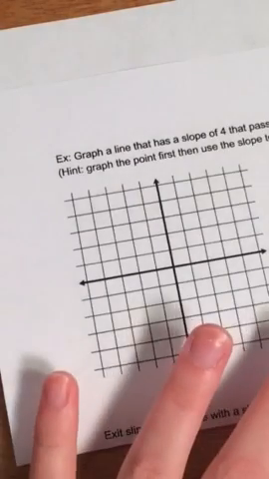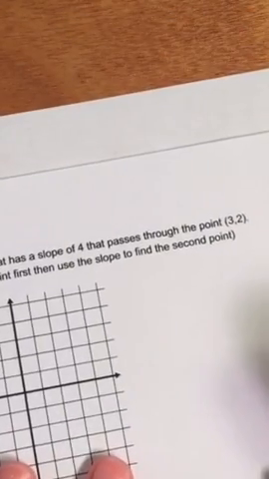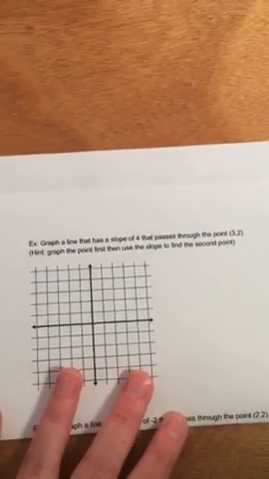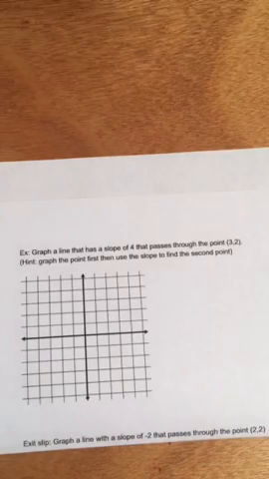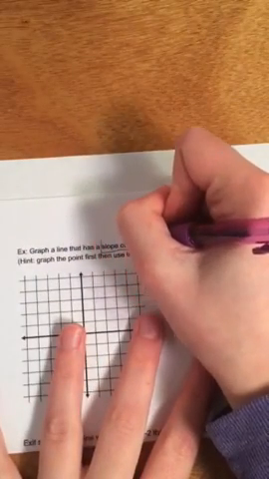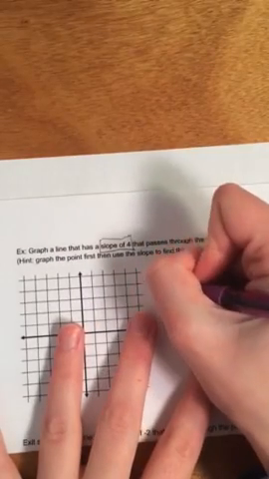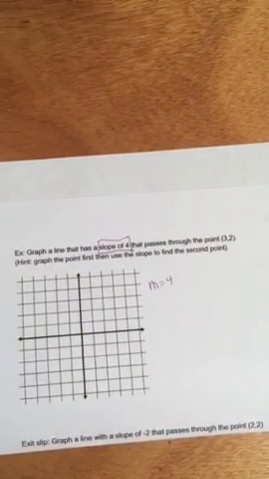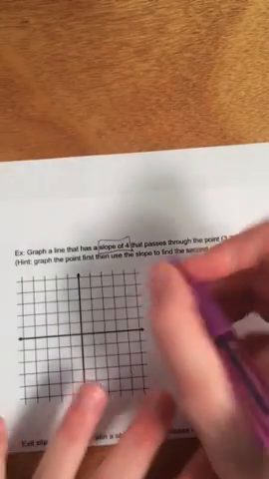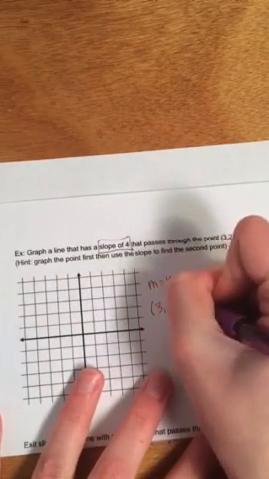So this is kind of a written one, okay? And so you've kind of seen these before in the last couple sections. So it says graph a line that has a slope of 4. Okay, remember slope is m, so I'm going to write that right away. I know m is 4, that's going to be helpful. That passes through the point 3, 2.